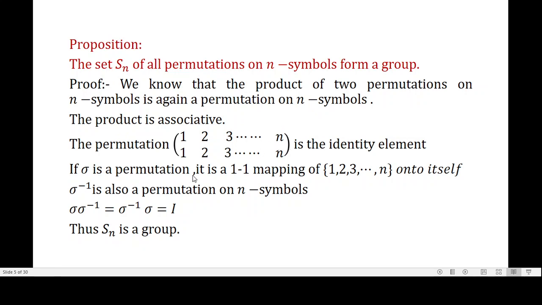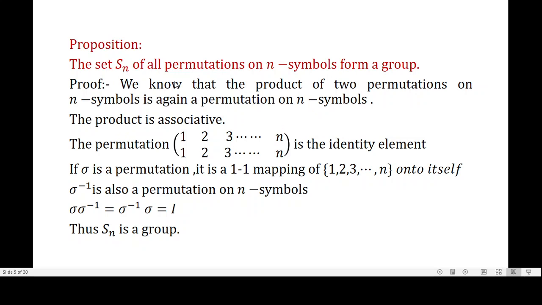And if sigma is a permutation, it's a 1-1 mapping of the set 1, 2, 3, etc., n onto itself. Sigma inverse is also a permutation on n symbols. And sigma into sigma inverse is equal to sigma inverse into sigma is equal to identity. Therefore, all the axioms of a group are satisfied. Hence, Sn is a group. So this group Sn is called the permutation group on n symbols.